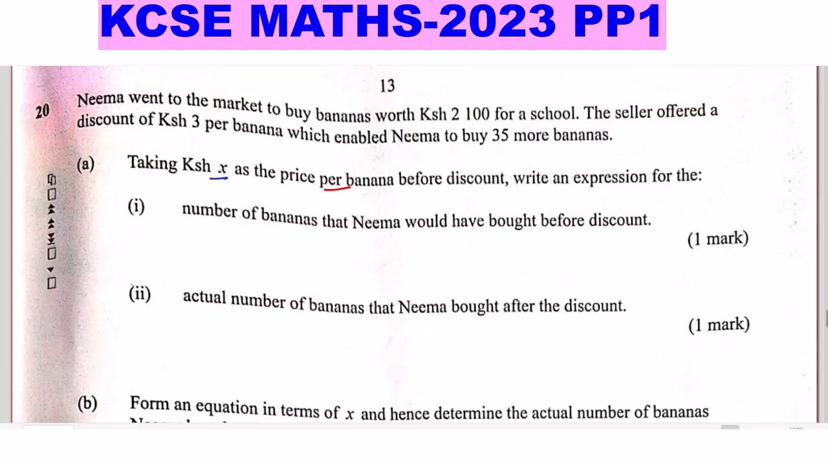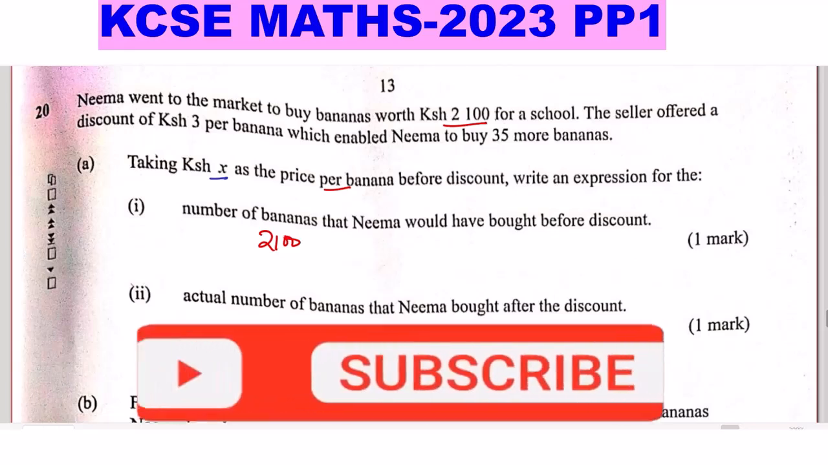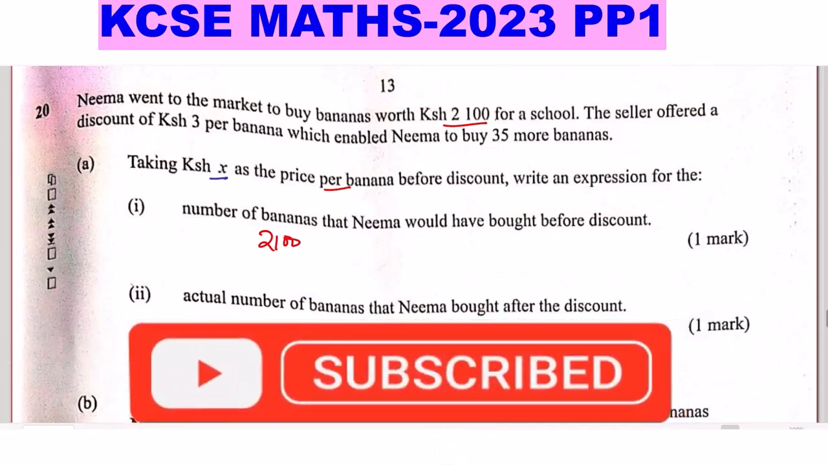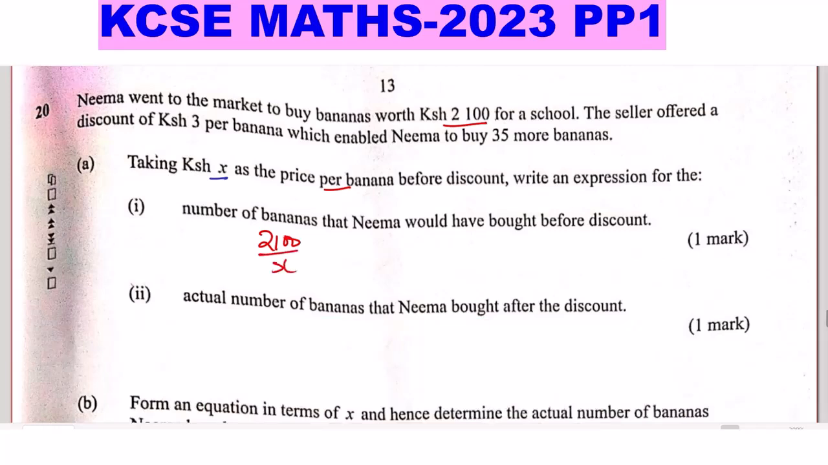So before the discount, Naima had gone to buy bananas worth 2,100 shillings, and each banana was costing X shillings. To get the number of bananas that she bought before the discount, you take the amount she had, which is 2,100, then divide by the price per banana. So 2,100 divided by X would represent the number of bananas before the discount.